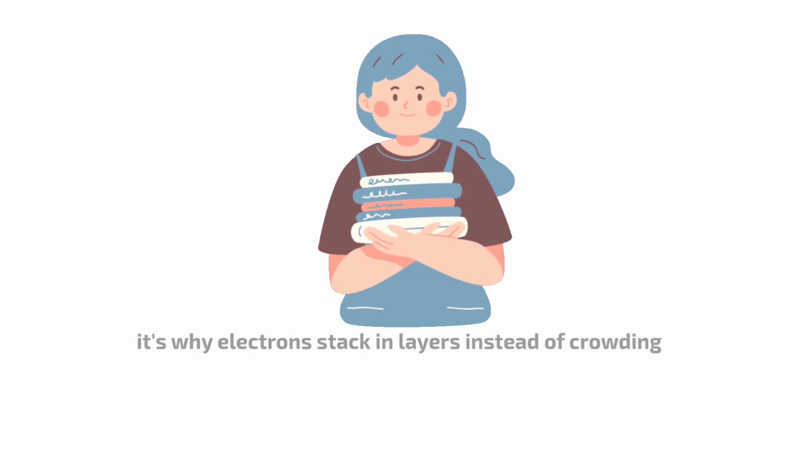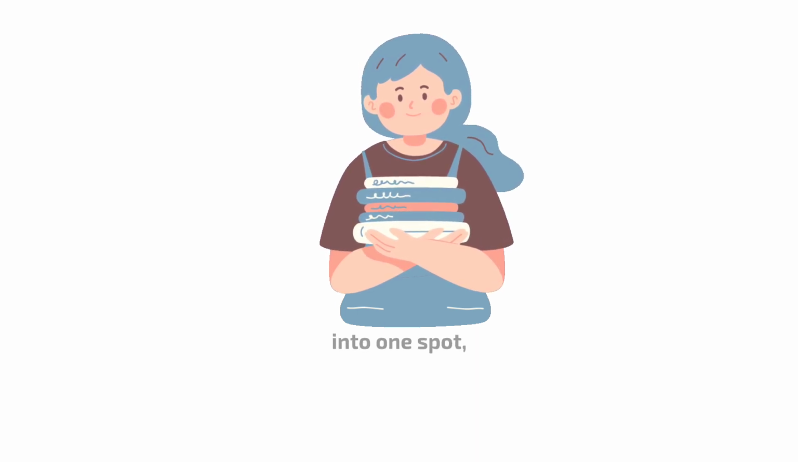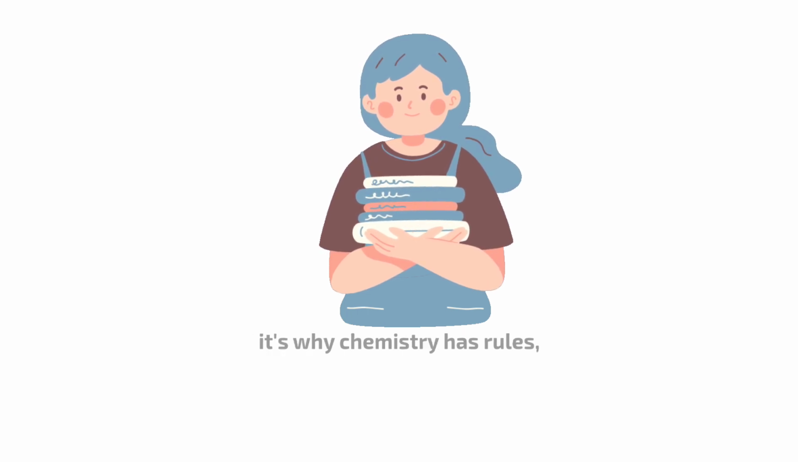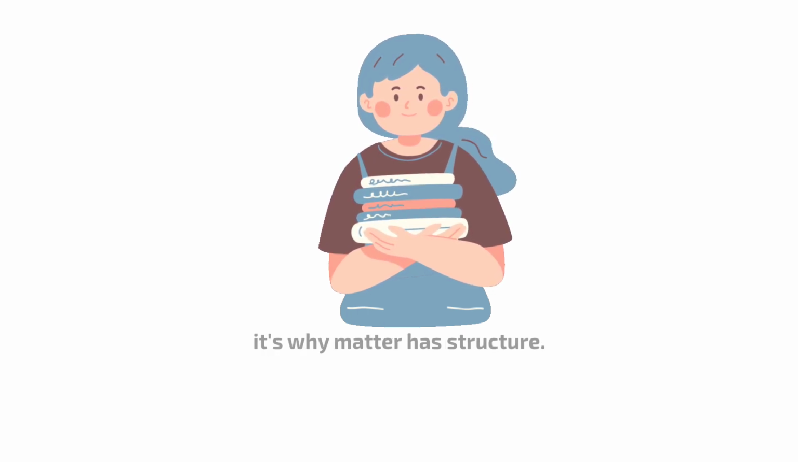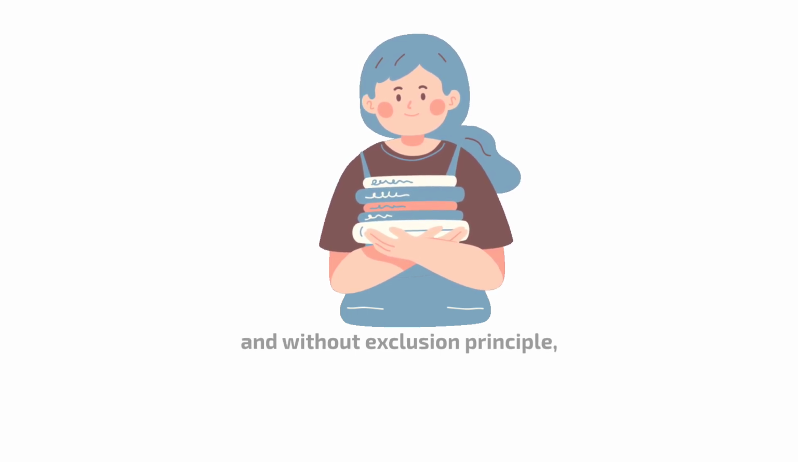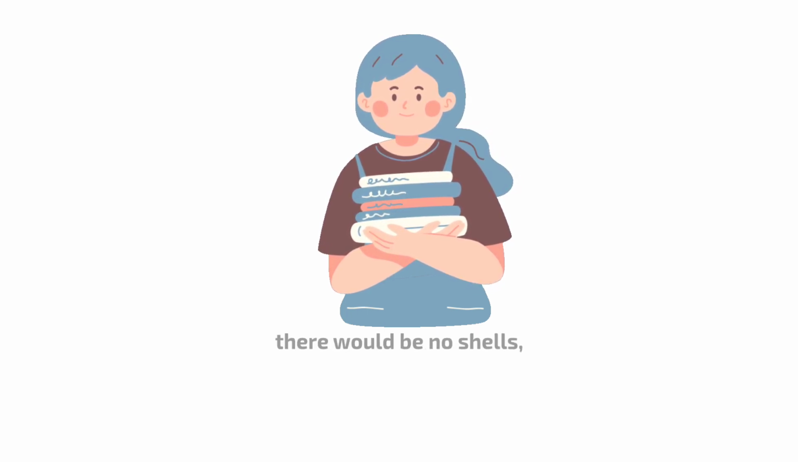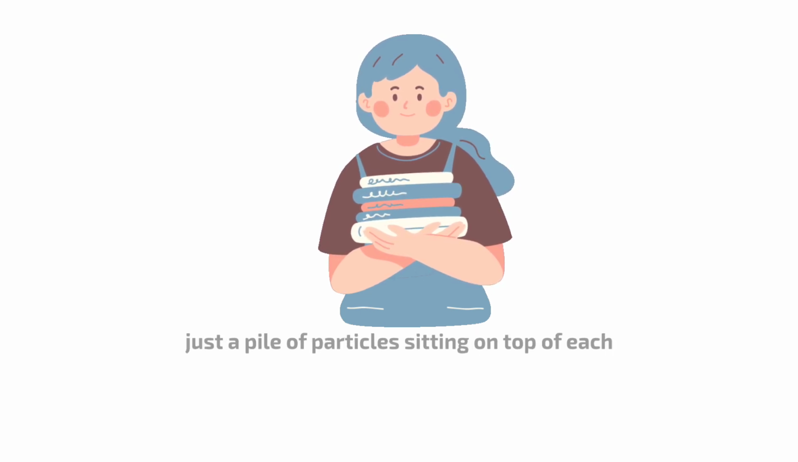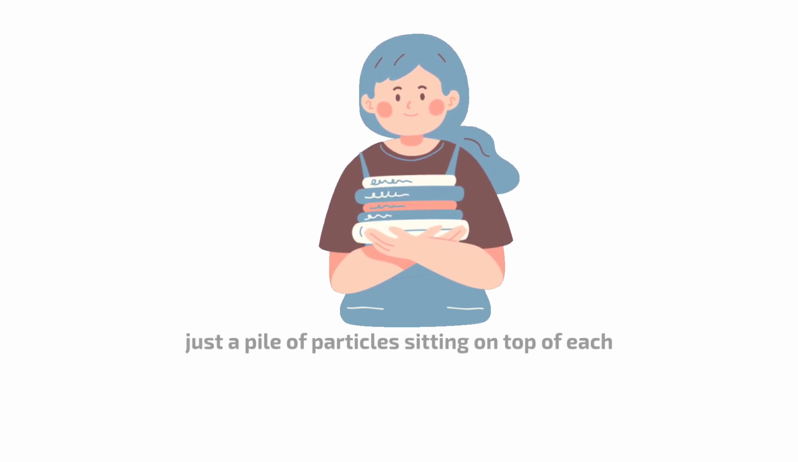It's why electrons stack in layers instead of crowding into one spot. It's why the periodic table has its shape. It's why chemistry has rules. It's why matter has structure. Without electron spin and without the exclusion principle, there would be no shells, no chemical bonds, no solids, no liquids, no gases. Just a pile of particles sitting on top of each other, doing nothing.